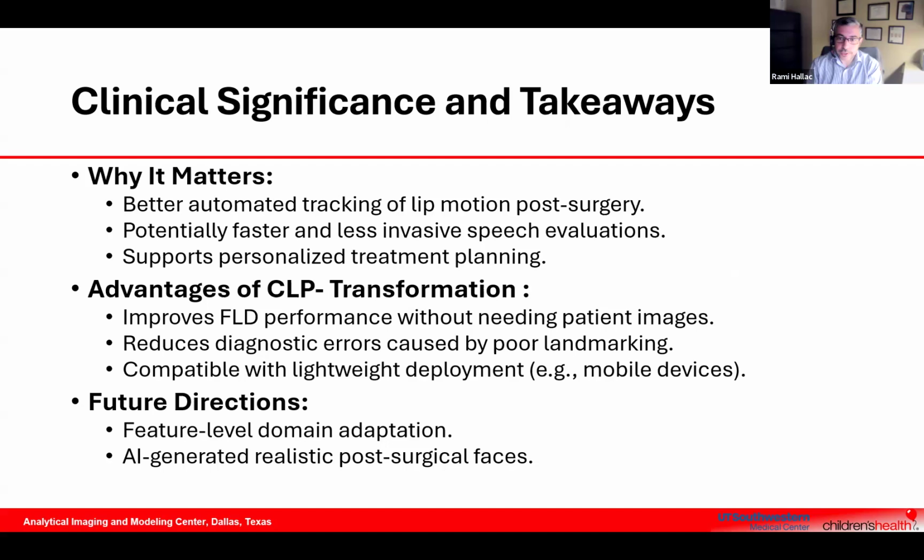With more accurate and automatic tracking of lips and surrounding areas, we can monitor post-surgical outcomes and speech development more efficiently. This approach also has practical benefits. It can speed up evaluation and make the process less tedious. This way, we don't only analyze static images, but also videos to help us assess how the lip moves during speech and also correlate the articulation with speech outcome. Because the model is lightweight, it can even run on mobile devices, making it easier to use during routine clinical visits.